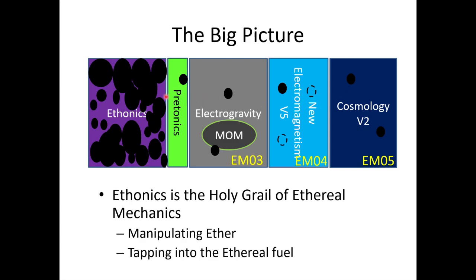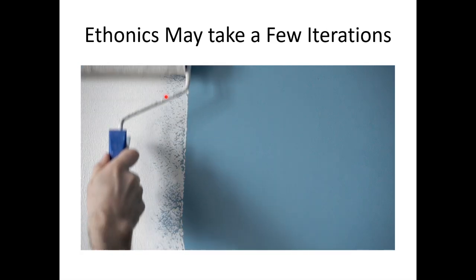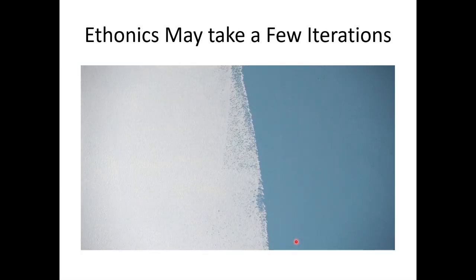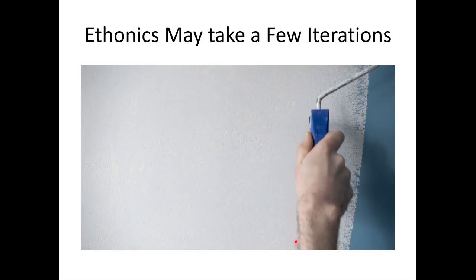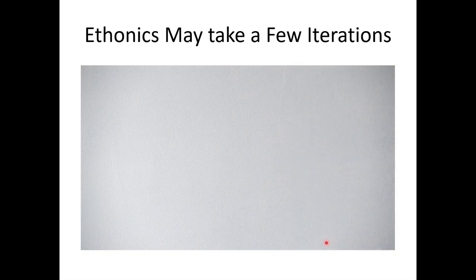So the idea, like I'm trying to explain here, let me show you a picture that illustrates it. When you're painting a wall, you're going to have holes as you go up and down. And every time you go up and down, you're going to create more of the holes. And that's what we're attempting to do. That's why we're going to go into cosmology, fix the remaining problems of new electromagnetism V5 to improve our Pretonic model as best we can before we then dive into Ethonics.